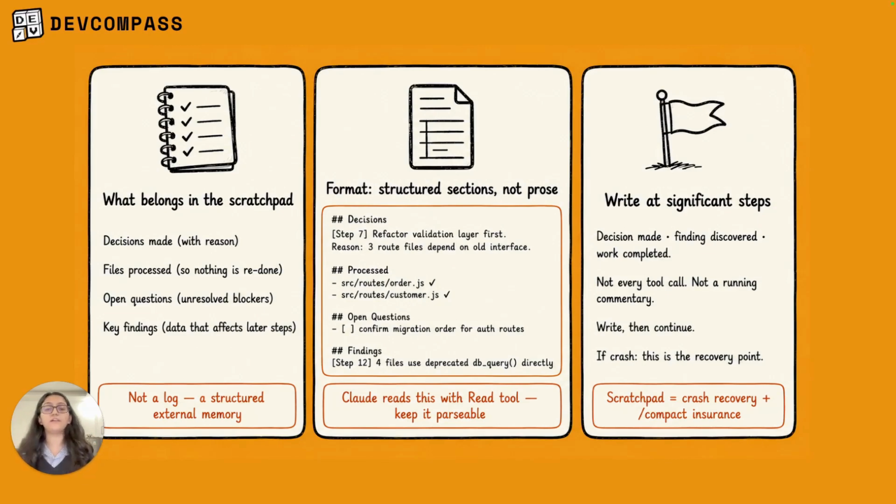Second card is the format. Again, at this point we all know how much structure matters. Structured sections, not prose. Claude will read this file later using the read tool. It needs to parse it quickly and accurately. Headers for each section, dates or step numbers on each entry, short specific entries, not a narrative.